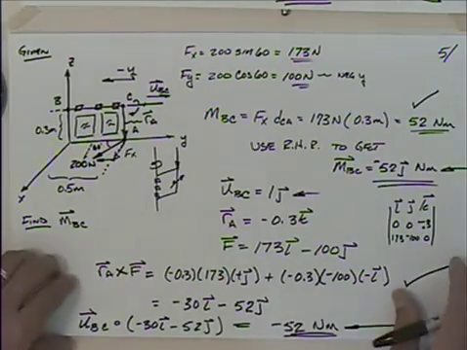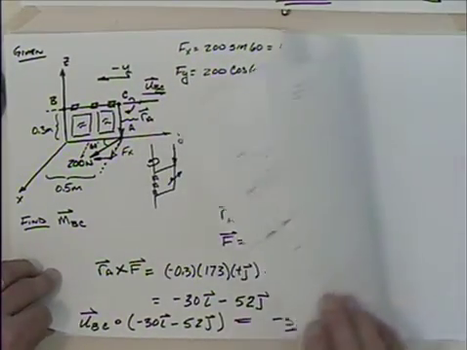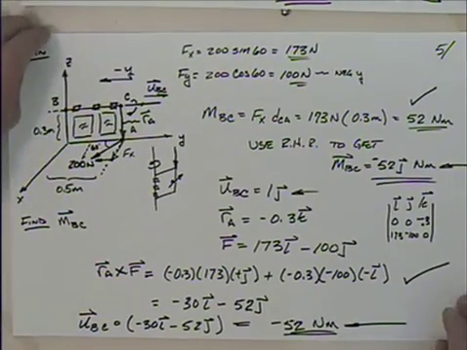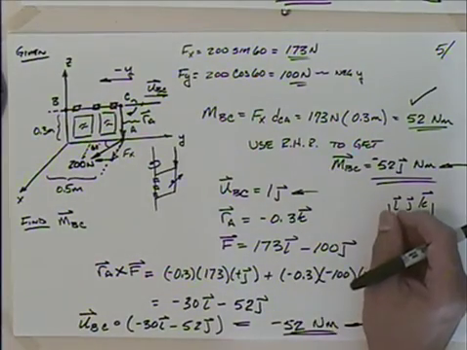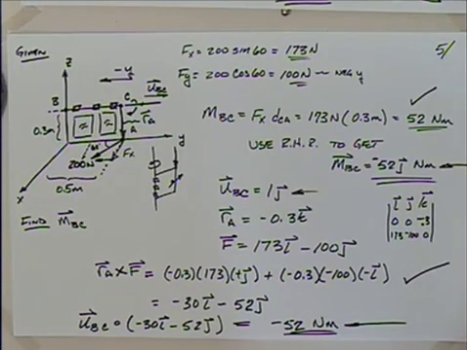Well, I think that's all of the problems that I wanted to do for this lecture. When we get together on the next lecture, we'll talk about a special type of a moment that's created by two equal and opposite forces. We will call that a couple, and we'll go on from there.